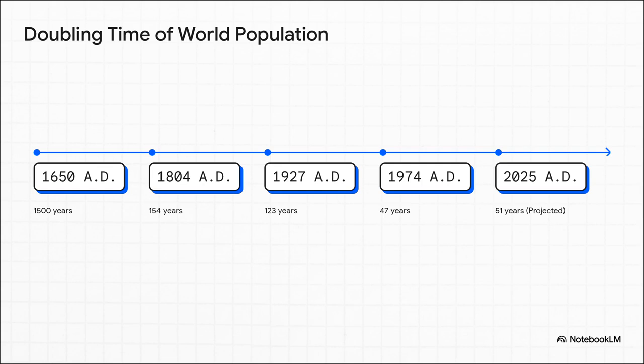And man, has that engine been speeding up over the centuries? Just listen to this. Back in 1650, it took 1,500 years for the world's population to double. Fast forward to 1974, and it took just 47 years. 47! The acceleration was just explosive. It looks like it's starting to slow down a little now, but wow, what a ride.